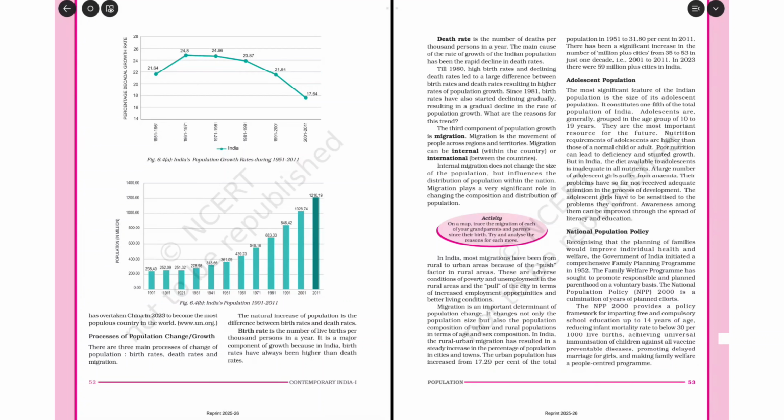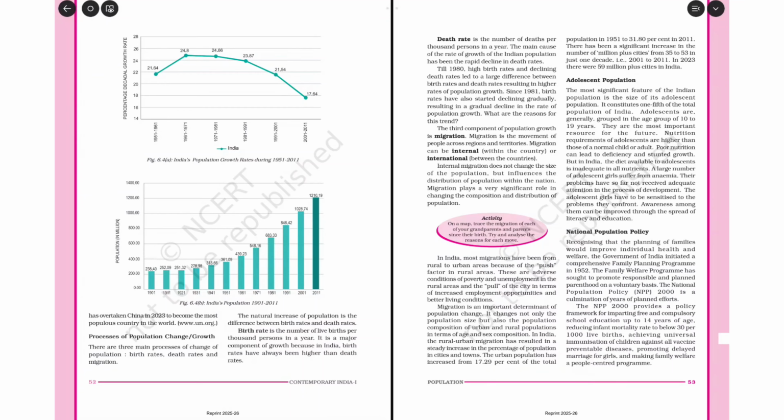The adolescent girls have to be sensitized to the problems they confront. Awareness among them can be improved through the spread of literacy and education. Adolescence is a period of intense physical development. The human body requires more calories, more protein, and more micronutrients during this phase than it does during childhood or full adulthood.